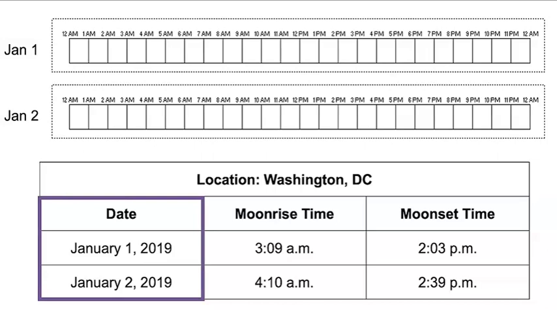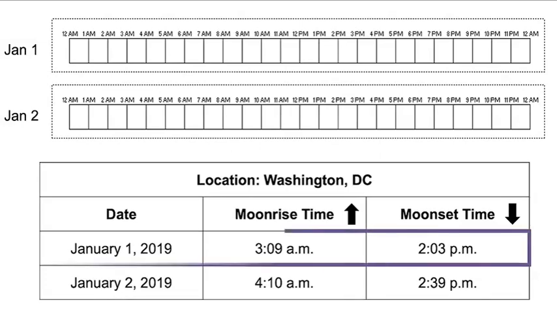We have a 24-hour timeline for each day. Let's think of the timelines as a number line. We'll place an up arrow at the moonrise time and a down arrow at the moonset time. We will start with January 1st. Moonrise time is 3:09 a.m. We will round our time to the nearest half hour, so let's add an up arrow to mark 3 a.m. on the timeline for January 1st. Moonset time is 2:03 p.m., so we will add an arrow to mark 2 p.m.